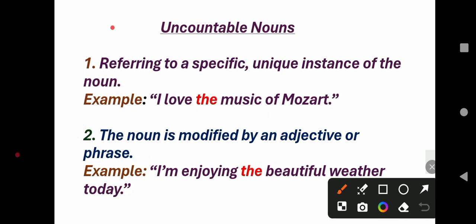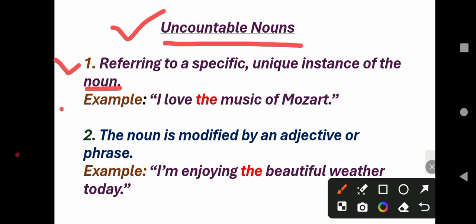We also use the with uncountable nouns because it refers to a specific, unique instance of the noun. For example, I love the music of Mozart. In this sentence, the refers to the specific type of music, that is Mozart's music. And we also use the with an uncountable noun when the noun is modified by an adjective or phrase. For example, I'm enjoying the beautiful weather today. The refers to the specific weather that is modified by the adjective beautiful.